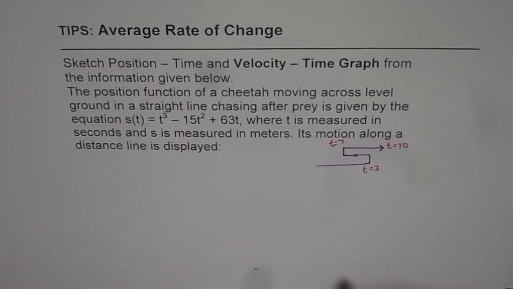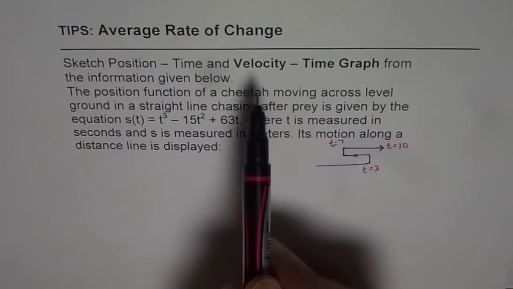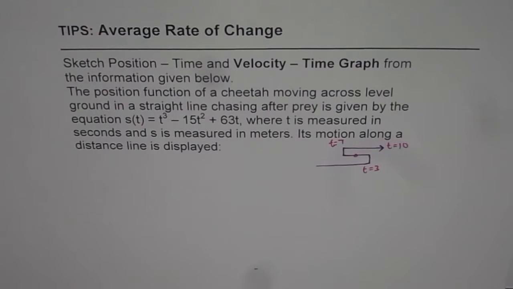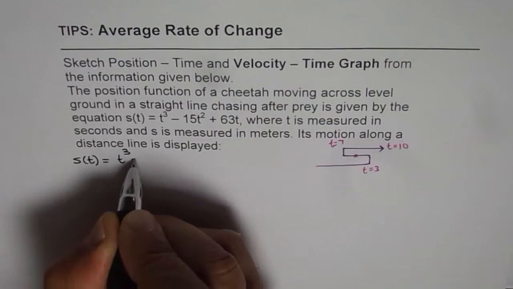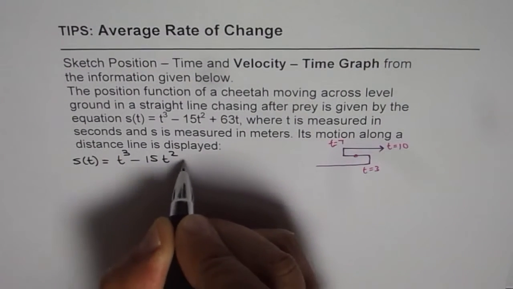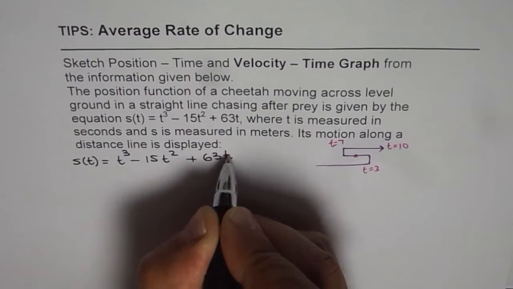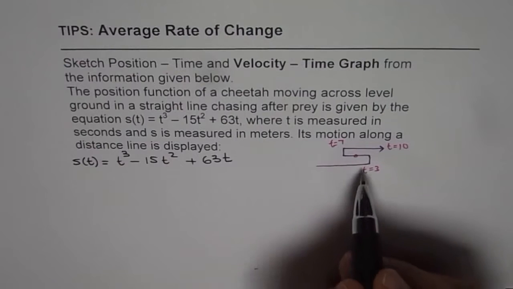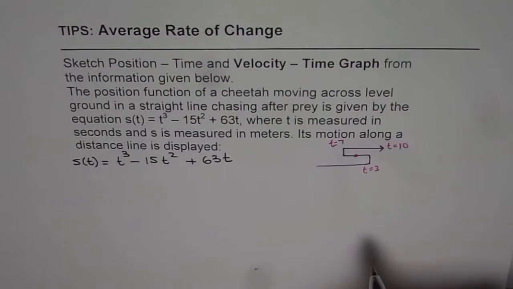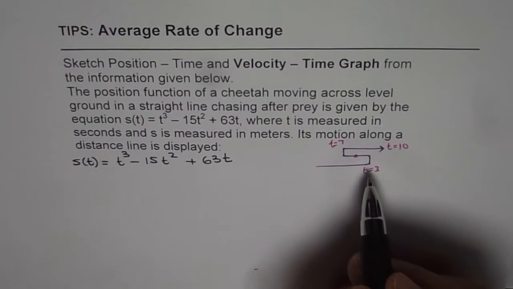Now in this part 2, we will see how to sketch the velocity-time graph. I'd like you to go through part 1 also so that you understand how we sketch the position-time graph. Now we know that s of t is equal to t cubed minus 15t squared plus 63t. We also know that there are turning points here at t equals 3 and 7. That means at these turning points, velocity is going to be 0, right? So that is important information which we get from the sketch.